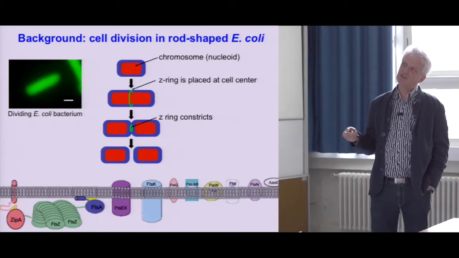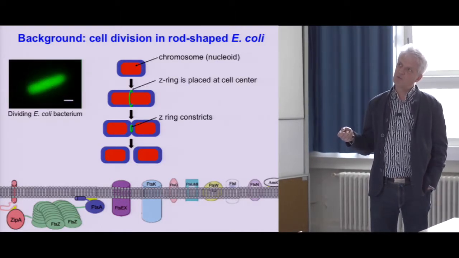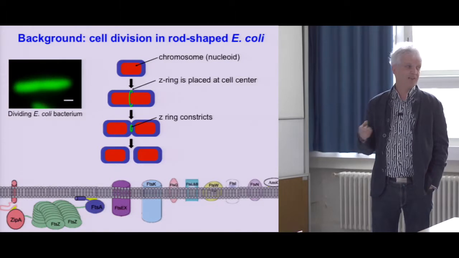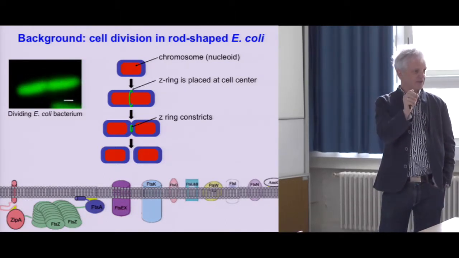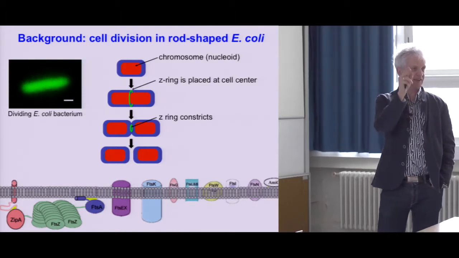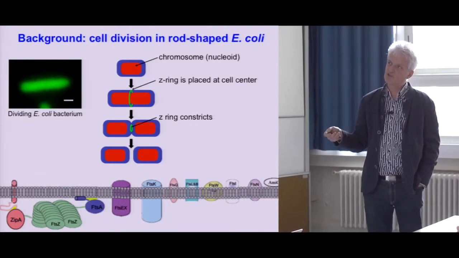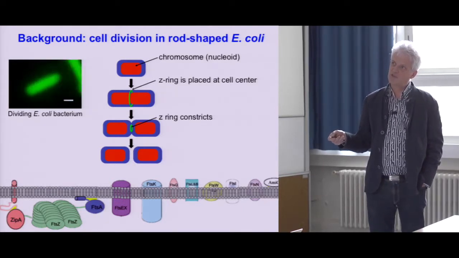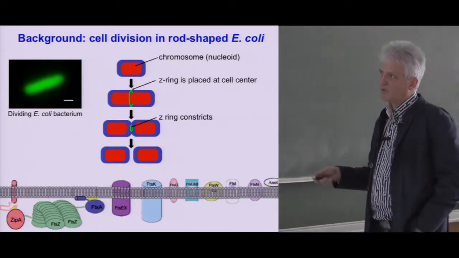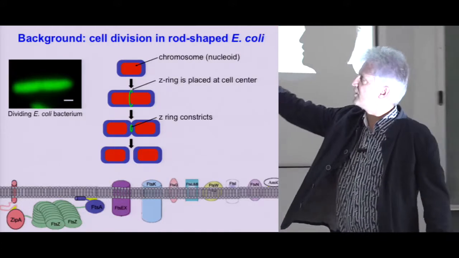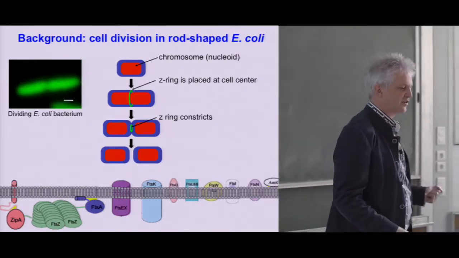As I said, these bacteria grow and expand their length. Then a so-called Z-ring is placed at the center, precisely at the center. It's regulated by proteins to put it exactly within a percent at cell center, not 20% off or something like that. Then that Z-ring starts to constrict until we have two daughter cells. This Z-ring is underlain by a protein called FtsZ, which is linked to the membrane by other proteins. There are many accessory proteins helping to organize this whole process, but this is the main player.